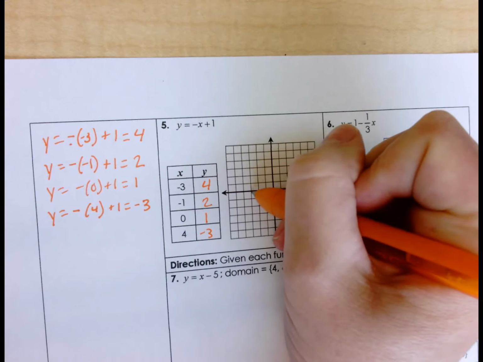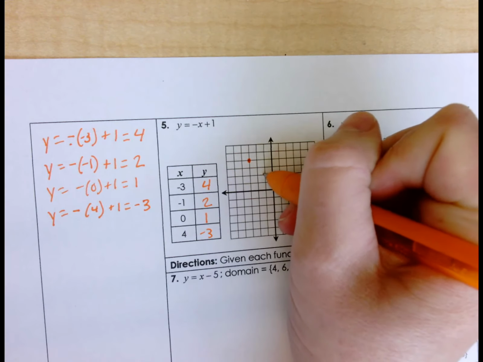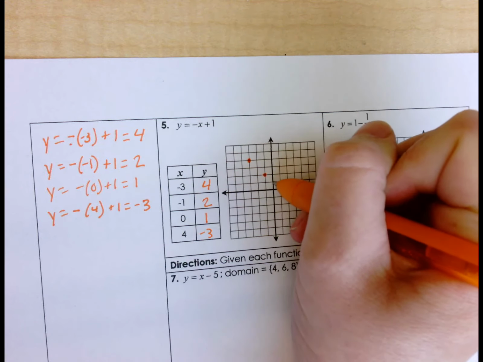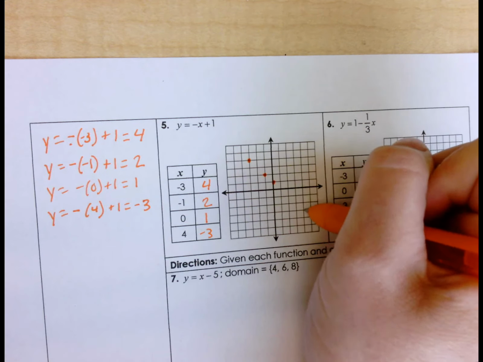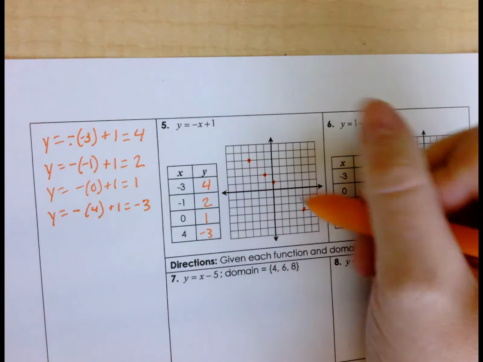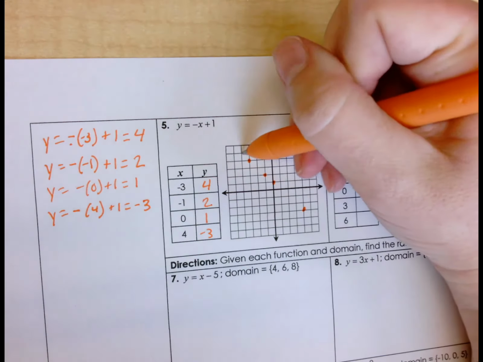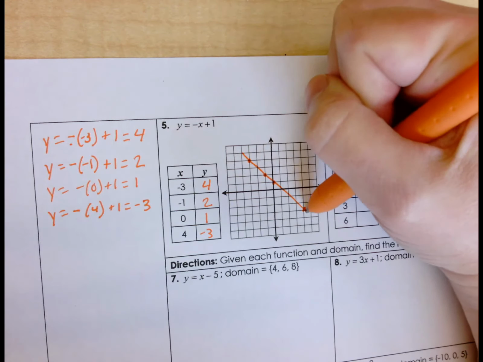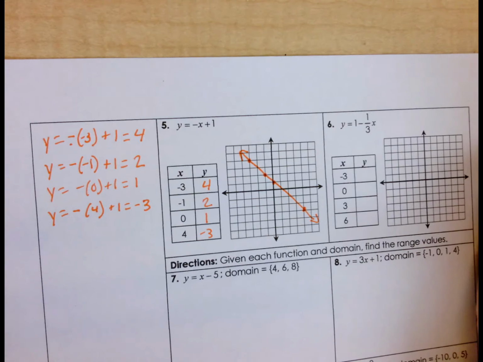So 1, 2, 3, 1, 2, 3, 4. There's our first point. There's our second point, third point, and our last point. And again, it makes a straight line. We could plug in all these additional points in between. All of them would show up to be on our line, and so we can connect that as an equation. Okay. All right, so that's all that we've done on this.